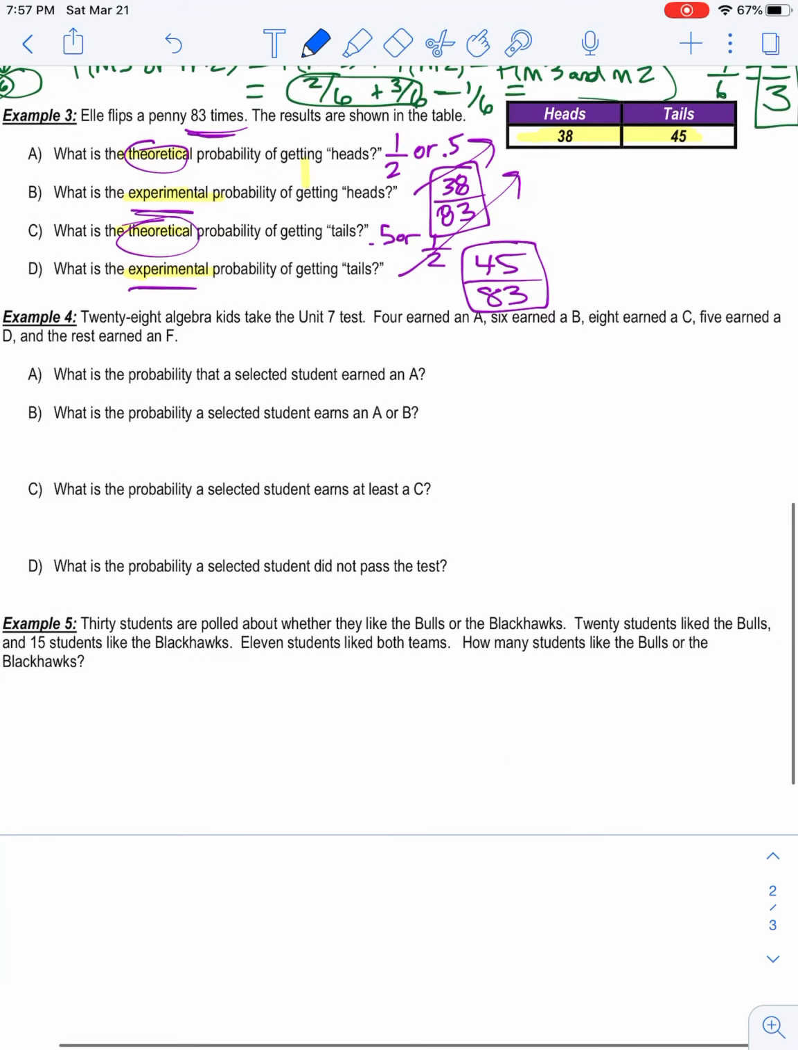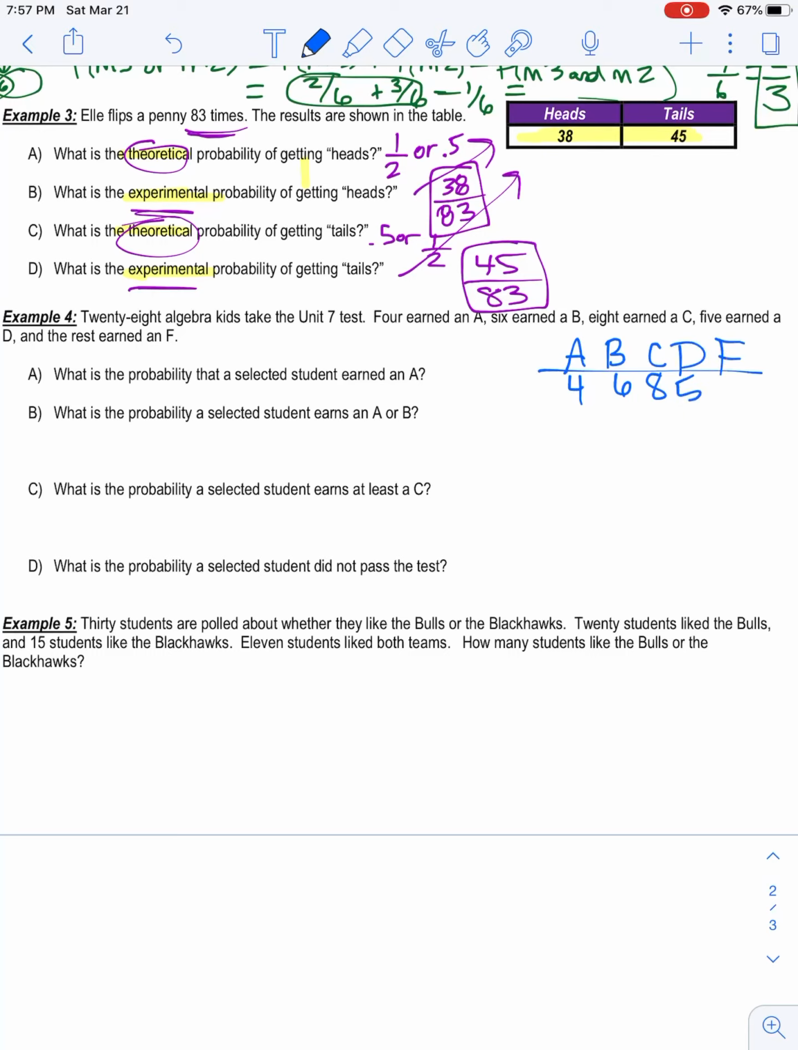All right, let's see what example 4 says. It says that 28 algebra kids take the Unit 7 test. 4 earned an A, 6 earned a B, 8 earned a C, and 5 earned a D. The rest earned an F. So I made a little table here as I read the problem. Now it says the rest. It didn't give us a number, but we did have our total was 28. So if I add these, I have 10, 18, 23. So 28 minus 23 is 5. So the rest would be 5.